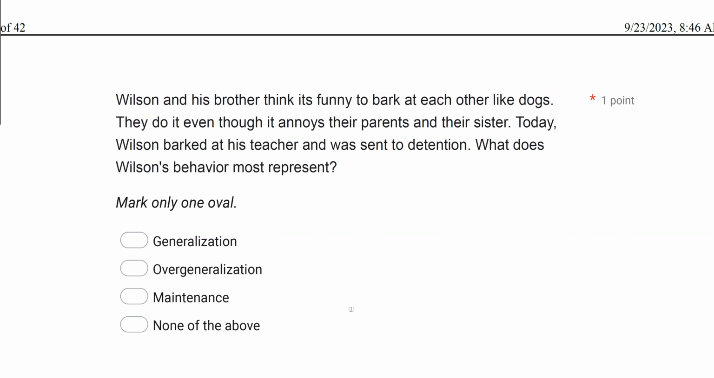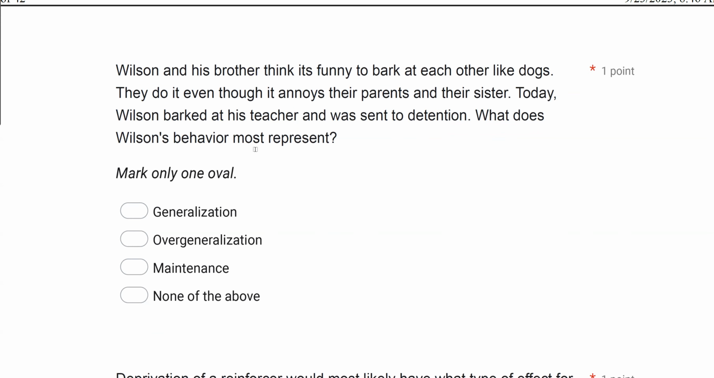Wilson and his brother think it's funny to bark at each other like dogs. They do it even though it annoys their parents and their sister. Today, Wilson barked at his teacher and was sent to detention. What does Wilson's behavior most represent? So be careful here. Let's break this question down. 1, what is the question asking? Well, they're asking about Wilson's behavior, right? So we're looking at Wilson's behavior.